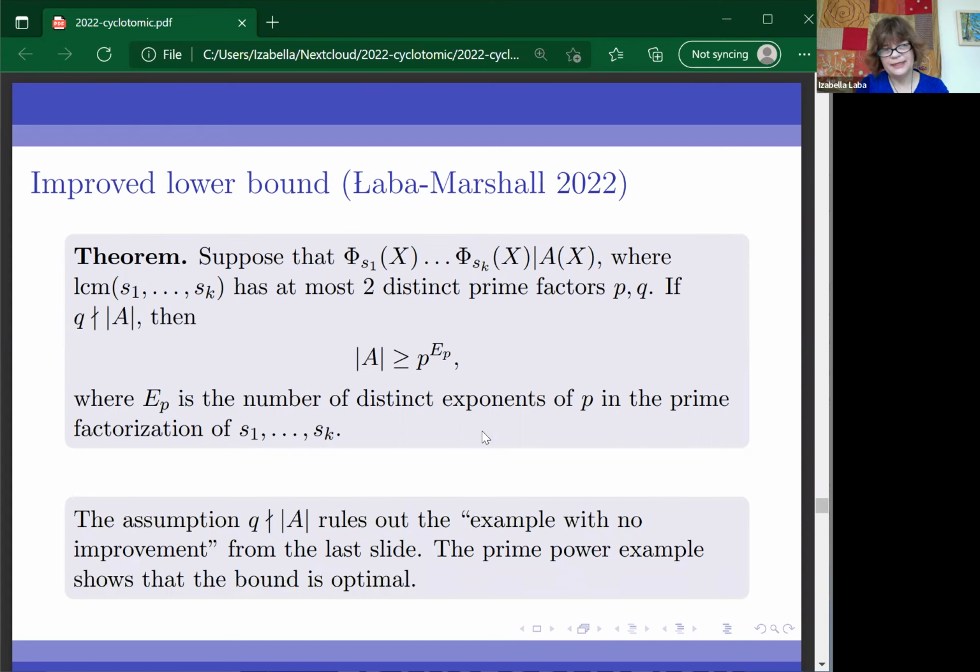The assumption that q does not divide A rules out the example from the previous slide where we did not have an improvement. And the prime power example shows that this bound is optimal, and we cannot have any further improvements without additional assumptions.